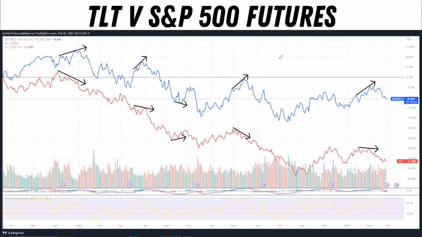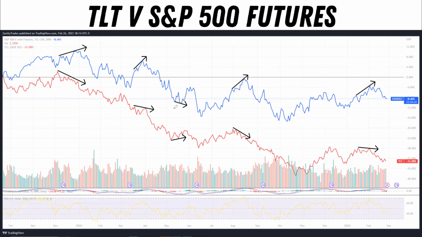What I mean by this is anytime the S&P 500 futures have been going up, so in this case, we're in an uptrend creating higher highs, meanwhile, TLT was creating lower highs. TLT has been a leading indicator, and you can see that the S&P 500 shortly after followed. Same thing happens over here as well, right? We see TLT going down, making lower highs, while the S&P 500 futures are creating higher highs, and it ends up following what TLT is doing.